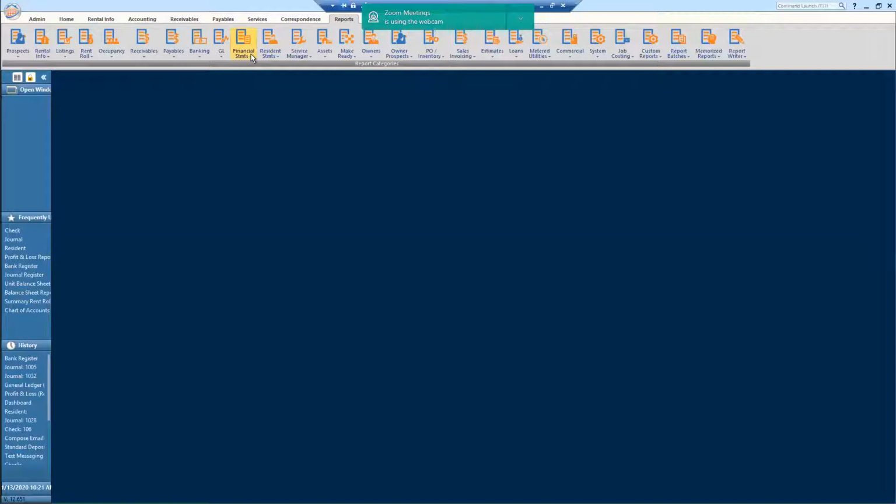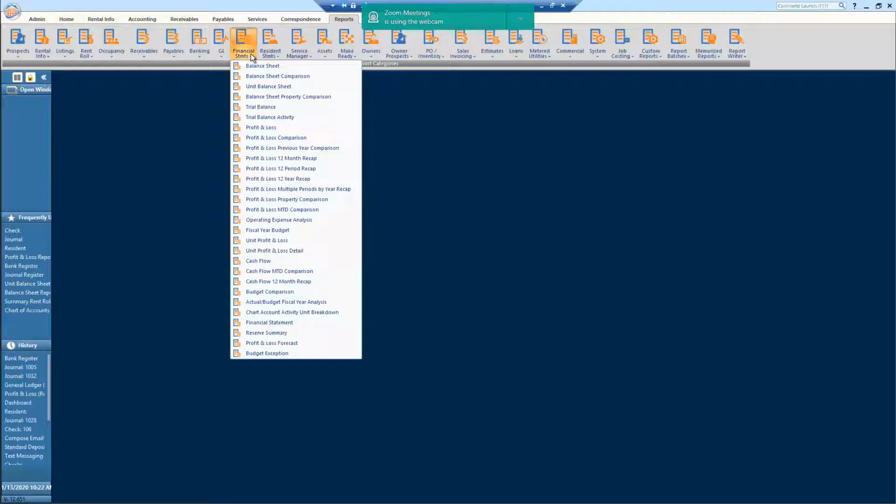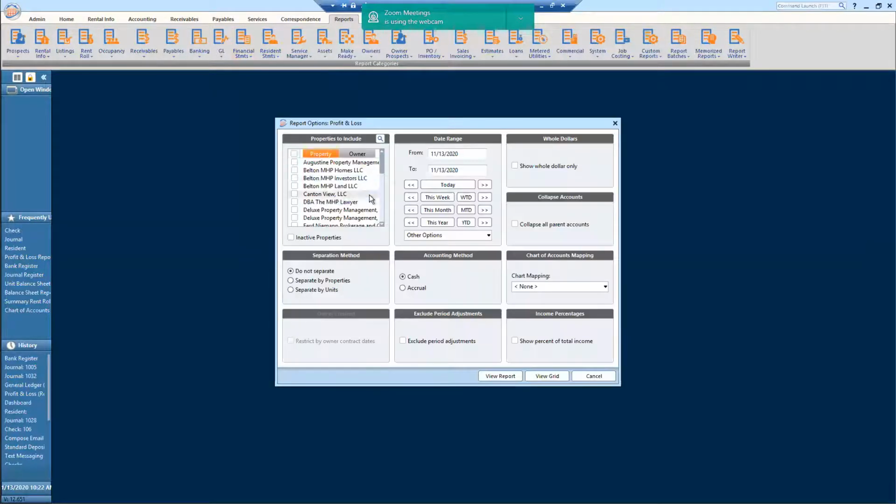So sorry, not sorry. So first, we're going to start off with financial statements, and I'm going to talk out loud. I'm going to go financial statement, profit and loss, and I'm going to select. Today, we're going to look at 3 properties. These are all related: Belton Homes, Belton Land, and Belton Investors. I'm going to select the month, October.